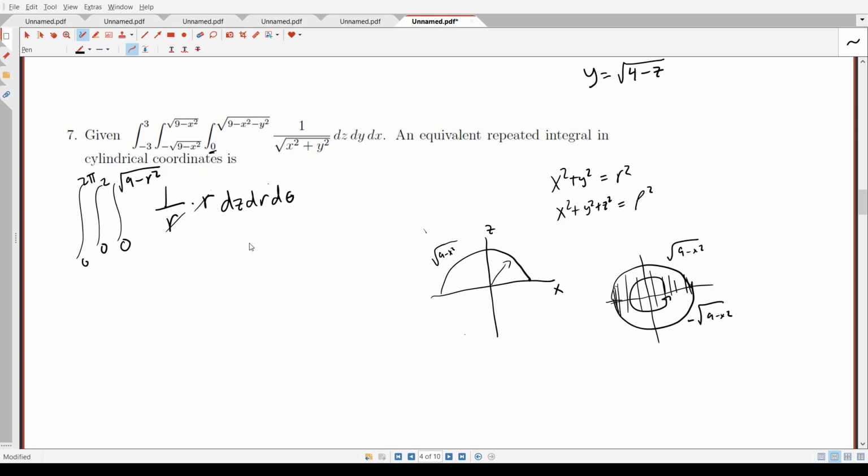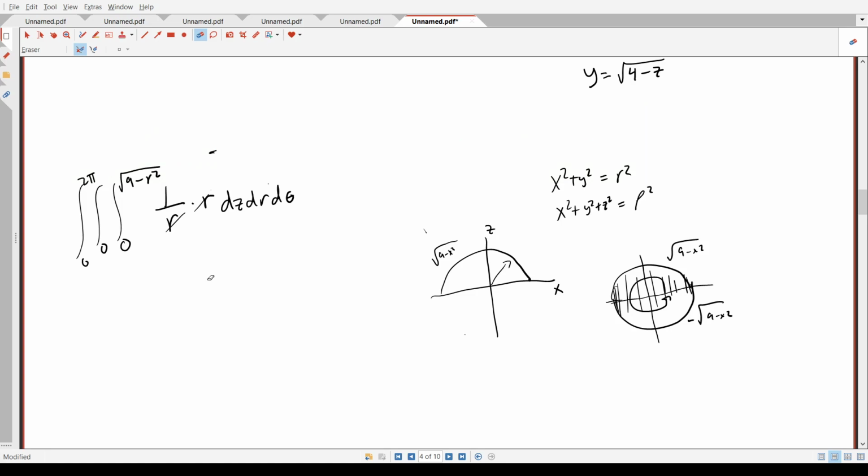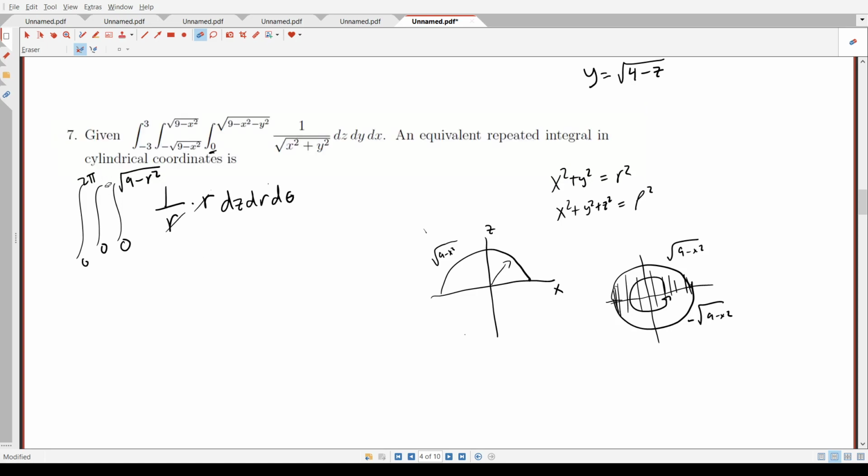Is it max r value 3? Yes, it is. That should be a 3. Okay, any other questions on this one? Okay, last one.